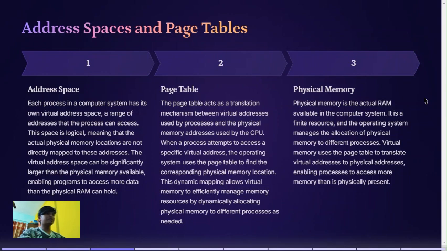Physical memory. Physical memory is the actual RAM available in the computer system. It is a finite resource, and the operating system manages the allocation of physical memory to different processes. Virtual memory uses the page table to translate virtual addresses to physical addresses, enabling processes to access more memory than is physically present.